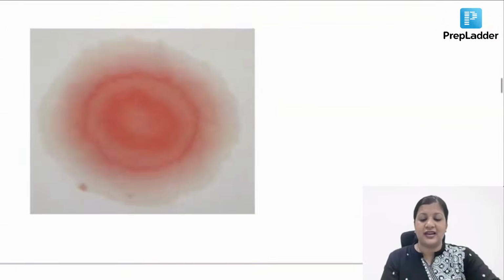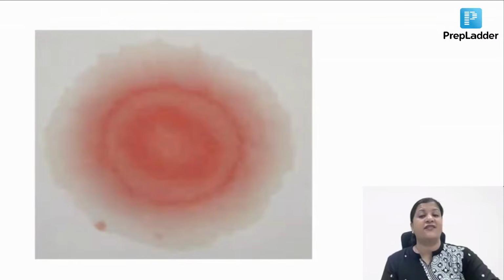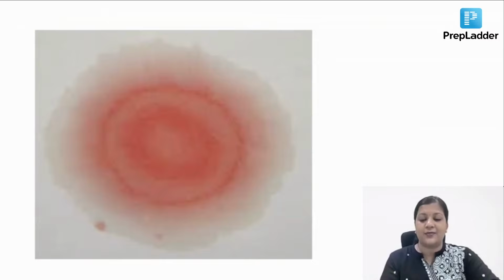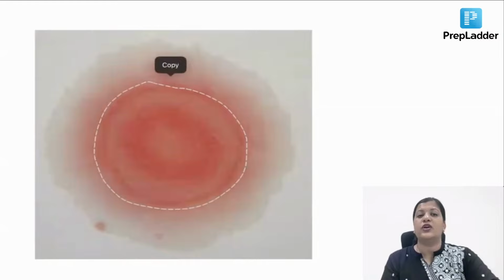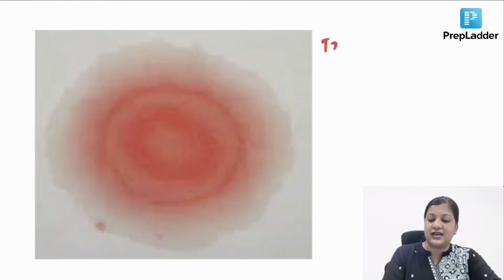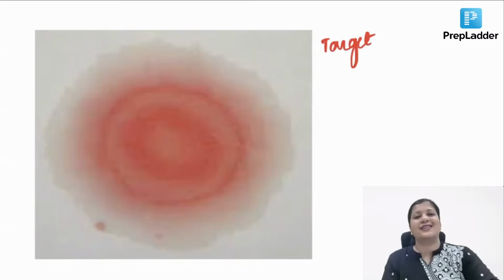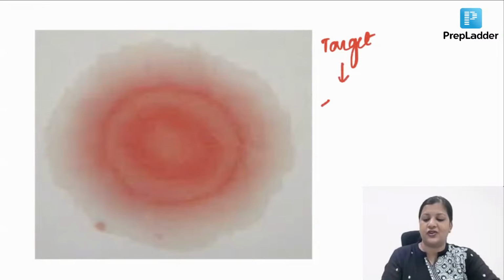Let's look at this sign. Again, a very important image. They have given this image multiple times. What is this image? Following trauma, you see that there is a double ring appearance. You see that there are two rings, an internal ring and an external ring. So what will you call this sign when there are two rings? Yes, we call this the target sign, also called the double ring sign, which is seen in a patient with traumatic CSF rhinorrhea.